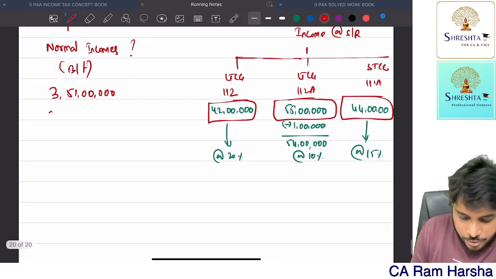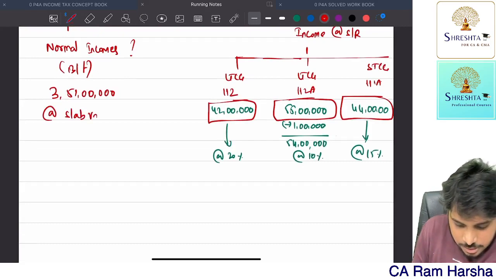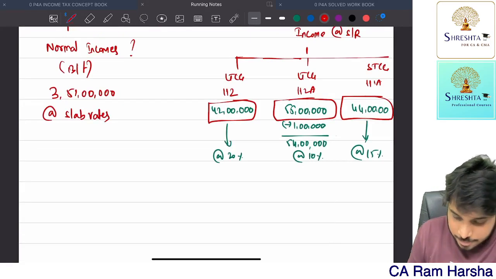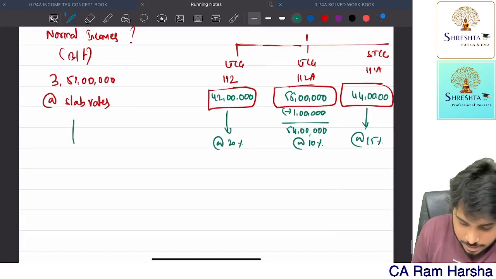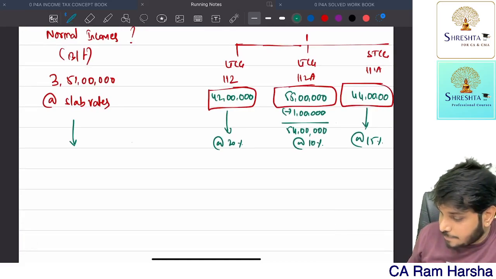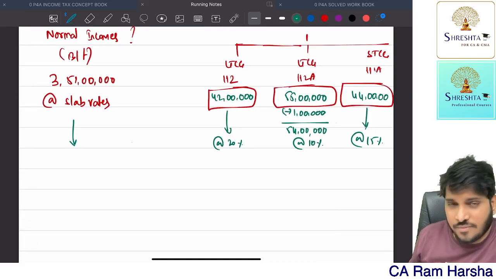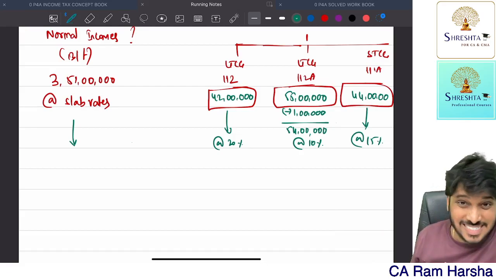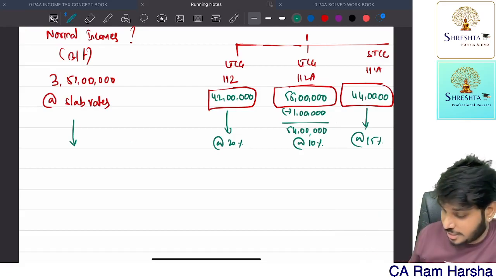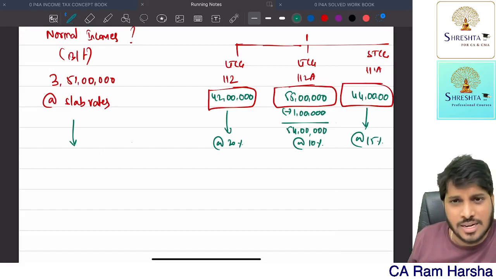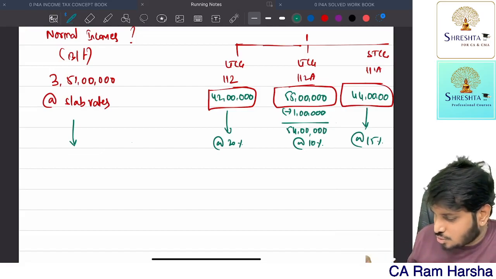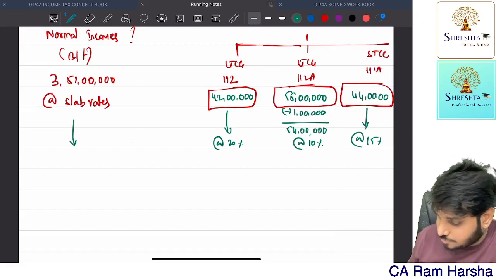Now let me compute basic tax at slab rates. How much is the income that I am getting at slab rates? 3 crore 51 lakhs, right? Out of that, I will eliminate 10 lakh. The rest of the amount is taxable at 30%. For that, I'll add 1,12,500. So total tax rate is minus.